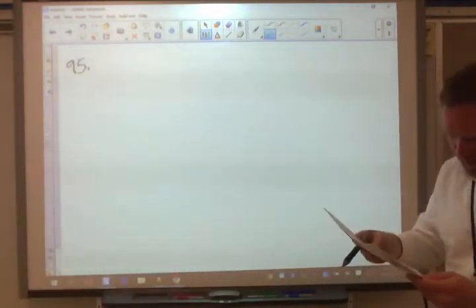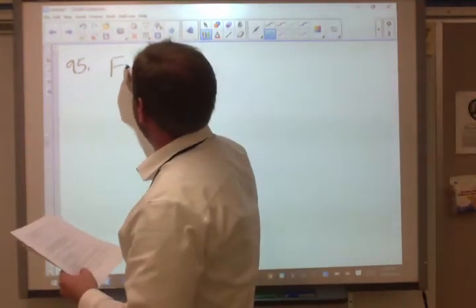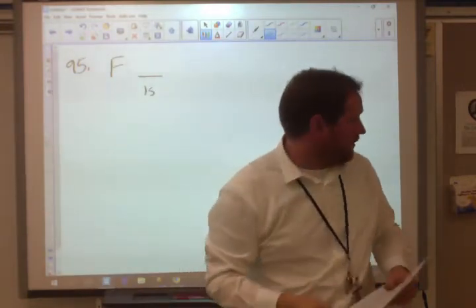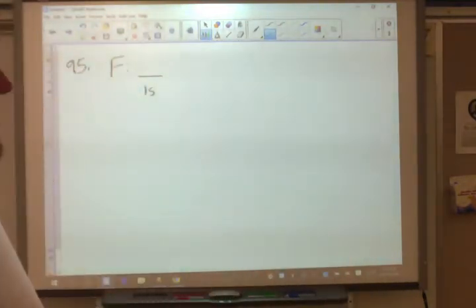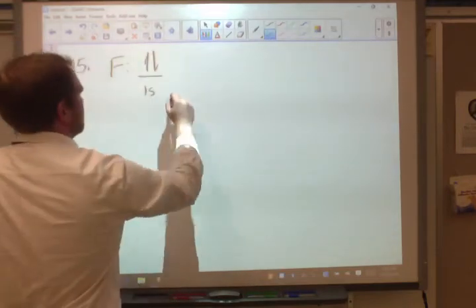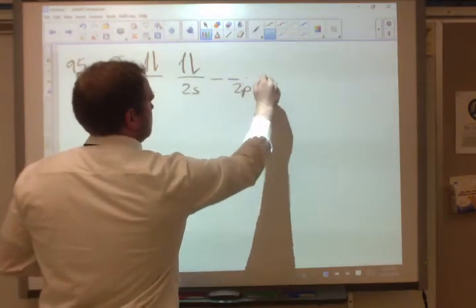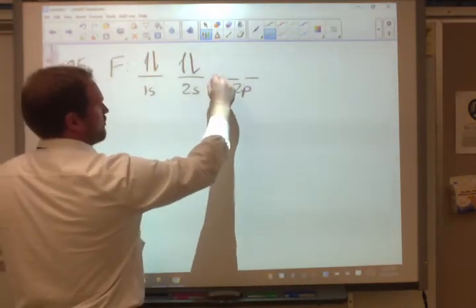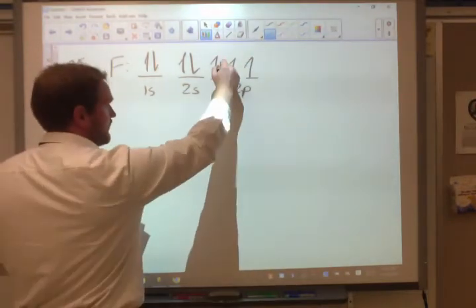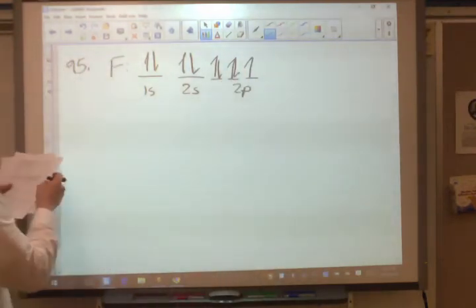95. Write the orbital diagram, which is up and down arrows for these elements. Fluorine. Looking at the periodic table, I can kind of predict where it's going to go. I'm looking at 1s2, 2s2, 2p5. So 1s, 1 up, 1 down. 2s, 1 up, 1 down. 2p, let's do all 3 of those. And now we're going to fill them in the appropriate order. 1, 2, 3. And now that we have the 3 lone ones filled, we can go like this. Okay? That's the correct way for fluorine.